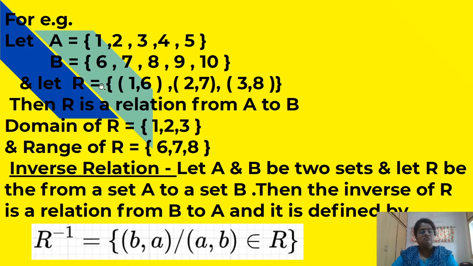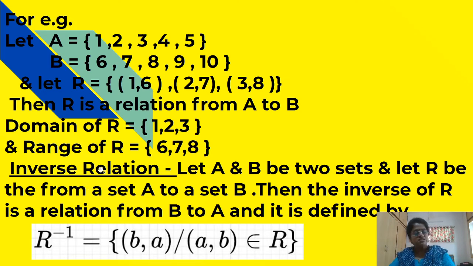Now let R is equal to {(1, 6), (2, 7), (3, 8)}, and you can easily see that this R is a subset of A cross B, that is, this R is a relation. R is a relation from A to B. Now domain of R will contain only the x coordinates of these pairs, that is 1, 2, 3, and range of R contains the y coordinates of these pairs, that is 6, 7, 8.